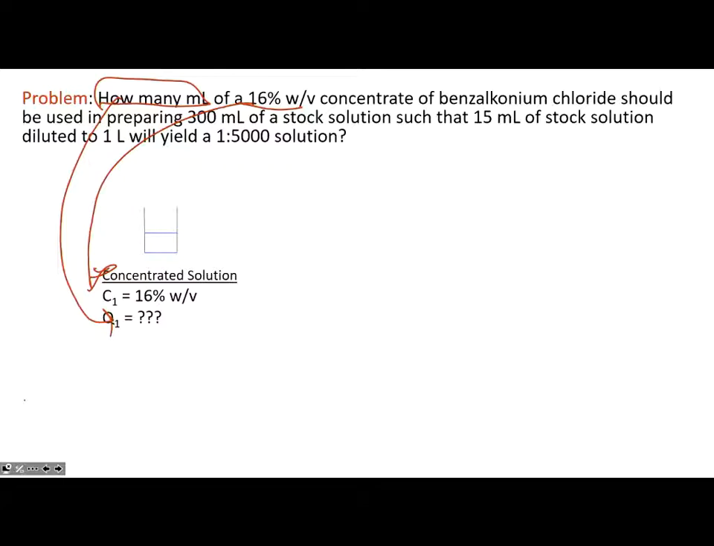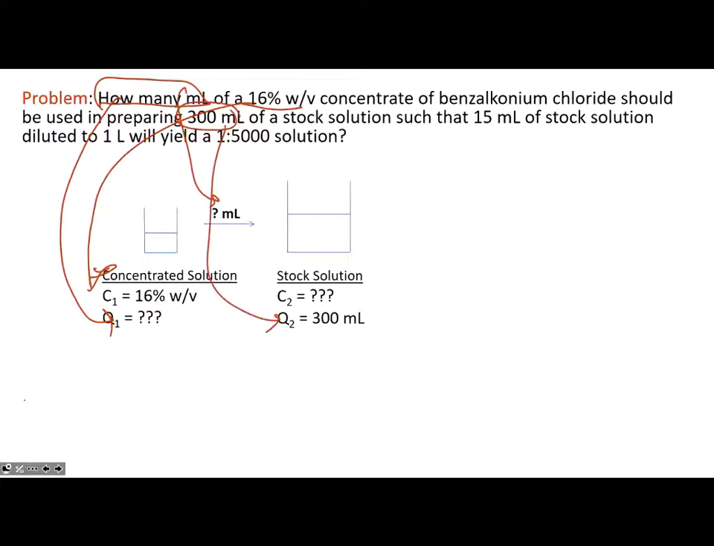Then what happens? I'm going to take a certain amount out of there. I don't know how much I'm going to take out, but I'm going to put it into another beaker, and then add enough water to that second beaker. I'm going to call the second beaker the stock solution, made from the concentrated. I don't know how many mils I take, but I know the final amount will be 300 milliliters. So I have an unknown concentration, but a known quantity. I will have 300 milliliters of that stock solution. I don't know what the concentration is, but I got 300 mils.